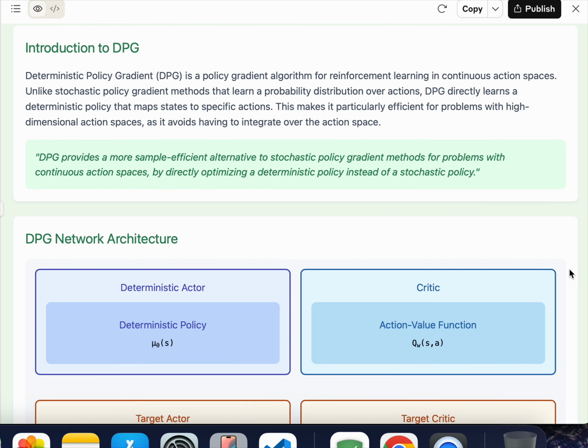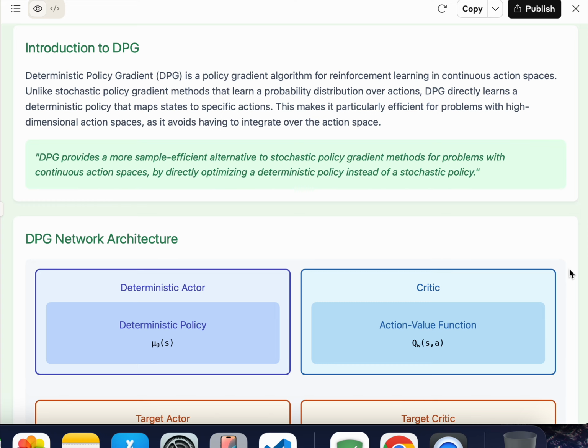Okay, now in most traditional policy gradient algorithms, we work with a stochastic policy. That means the policy gives us a probability distribution over actions. We don't get a single answer. We get probabilities and we sample from them. But DPG works differently. It learns a deterministic policy. So instead of giving probabilities, it gives us one specific action for a given state.